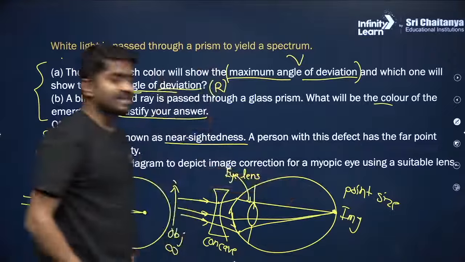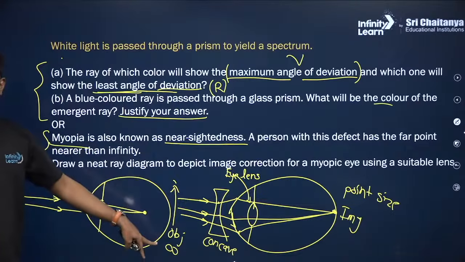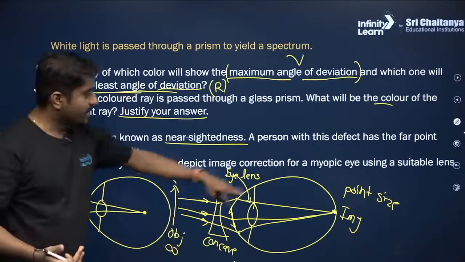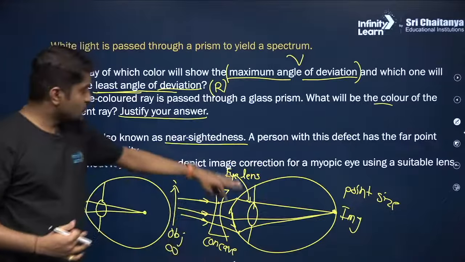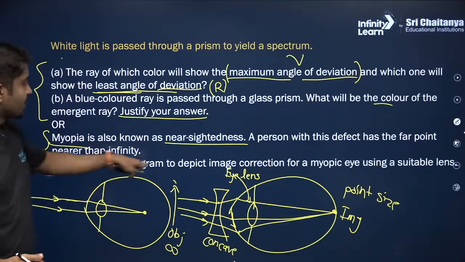Why is it point size? Because the object is at infinity. Whenever the object is at infinity, the image is going to be point size. So this is how you need to draw the ray diagrams.